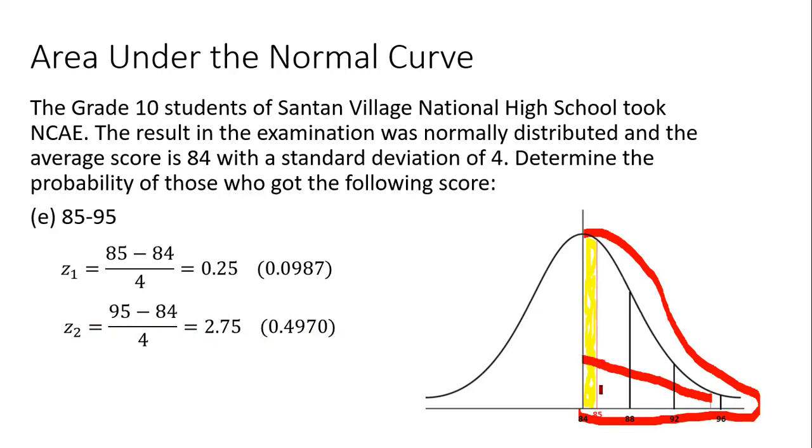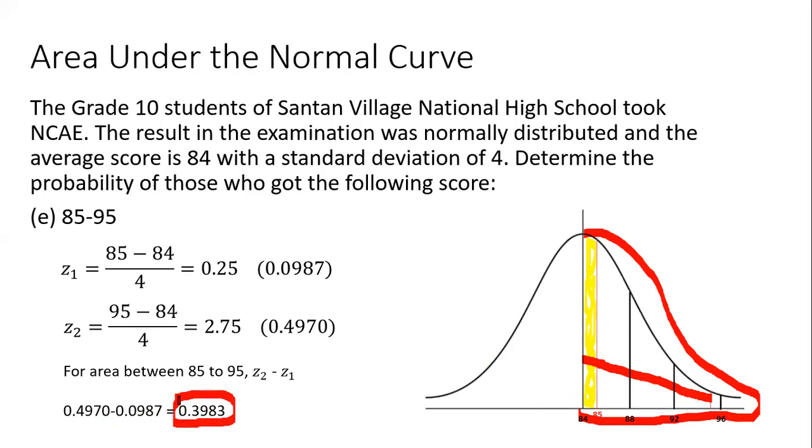So to get the area from 85 to 95, we must subtract the smaller area from the larger area, because hindi natin kailangan yung 84 to 85. So that is 0.4970 minus 0.0987 equals 0.3983. So this 0.3983 is the area bounded by 85 and 95.